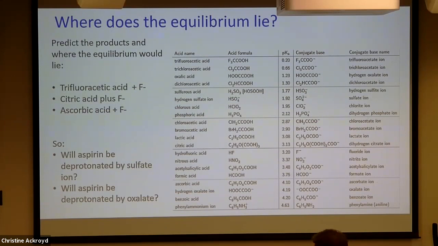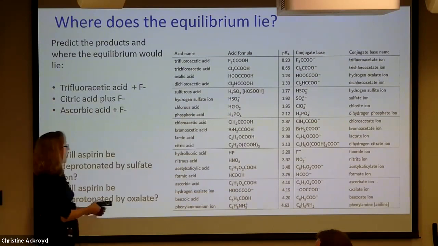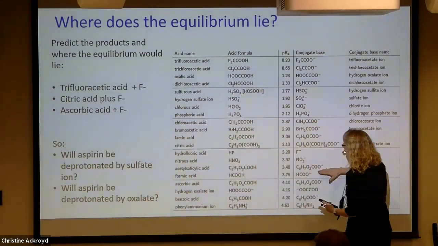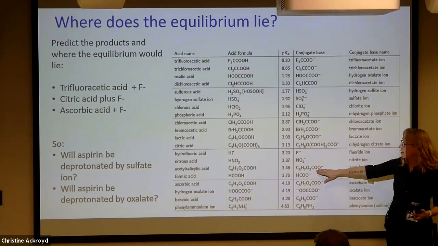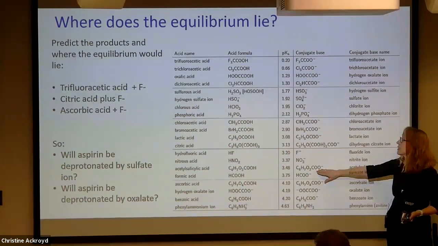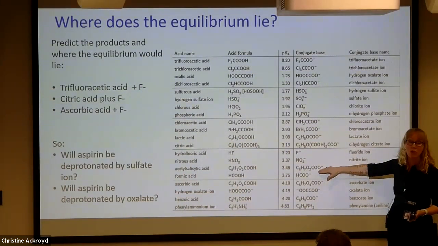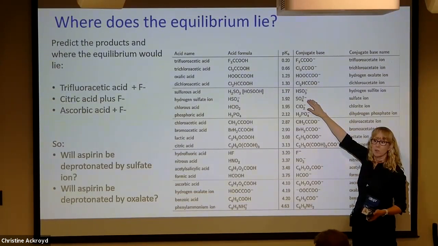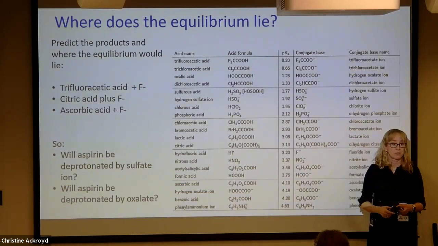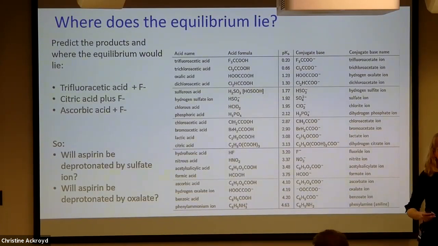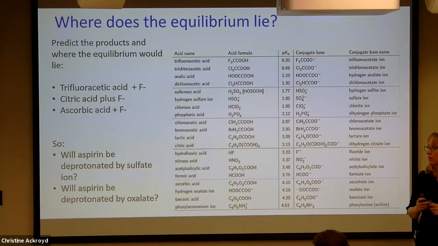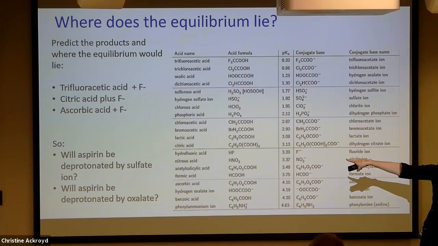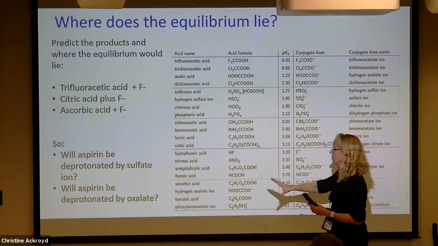You could also just say, from the position of the base and the conjugate base in the table, I can tell you that the product base, the conjugate base, acetyl salicylate ion, is going to be a stronger base than the reactant base, which is sulfate. The equilibrium will lie on the left. So that's the equation that would happen when you put aspirin with sulfate ion. So that's answering this question.